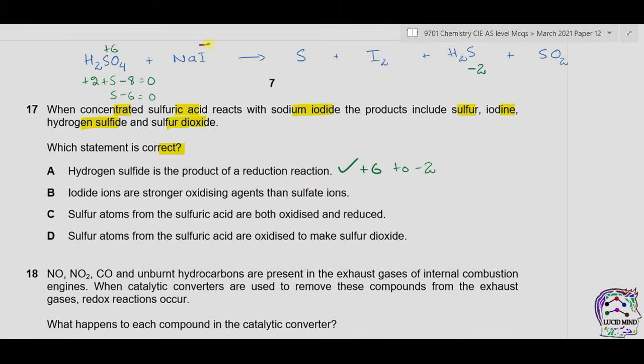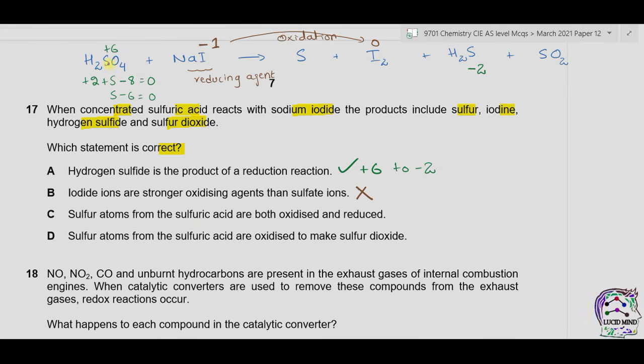Part B, iodide ions are stronger oxidizing agent than sulfate ions. Now iodide is -1 in sodium iodide, it is 0 in molecular form. Now from -1 to 0 is called oxidation. And the thing that is oxidized is called reducing agent. So iodide ions are stronger reducing agent than sulfate ions. This is wrong.